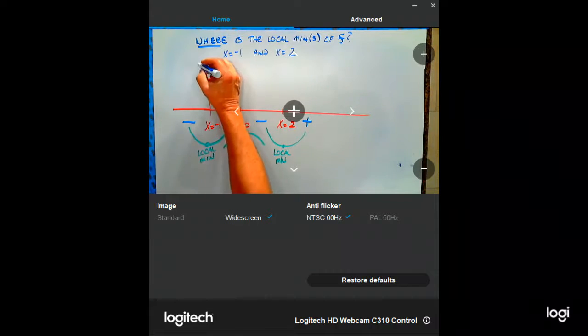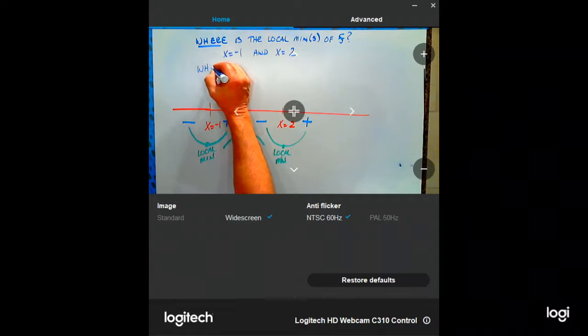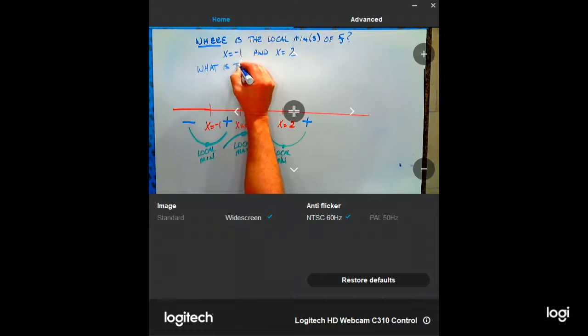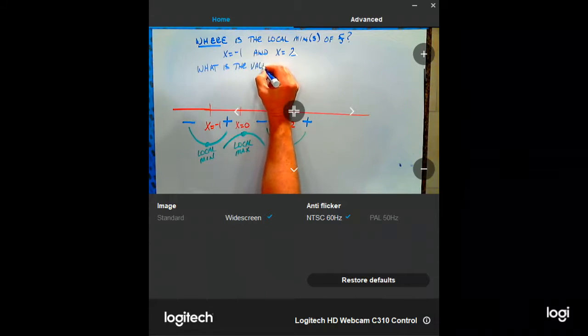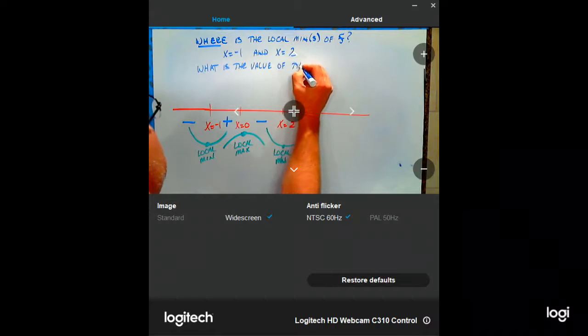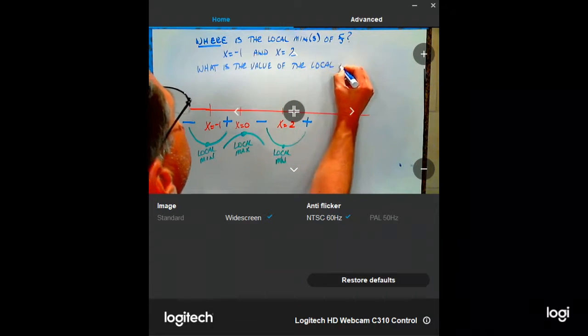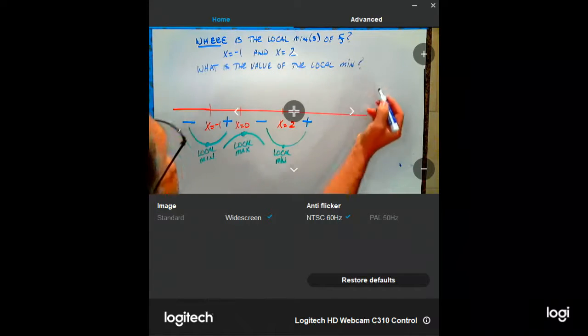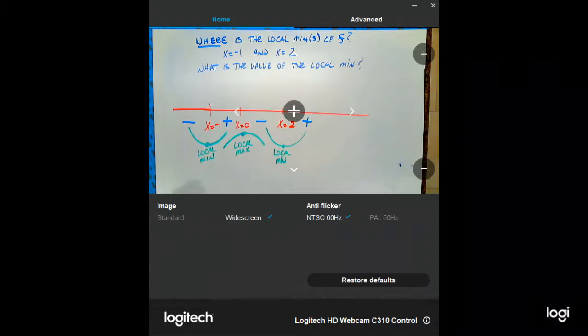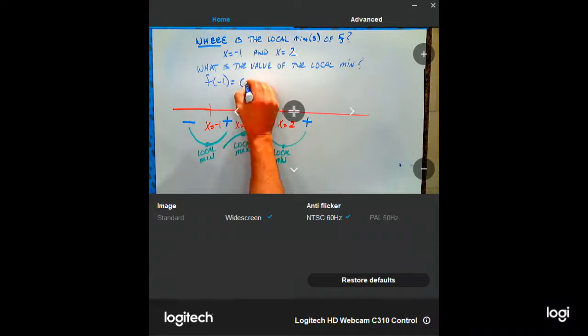If it says, what is the value of the local min? Or maybe it says, what are the local minimum values of f? Well, to find those, we have to find f of -1, right? We would have to calculate f of -1. And if we would find f of -1, we would find out that that's equal to 0. Right, that's equal to 0.